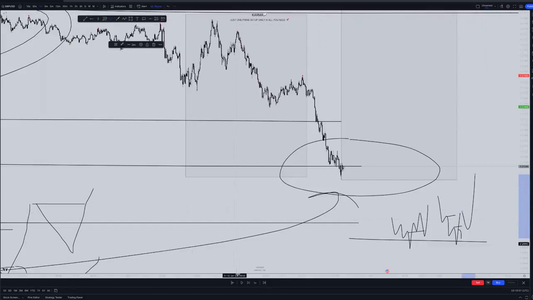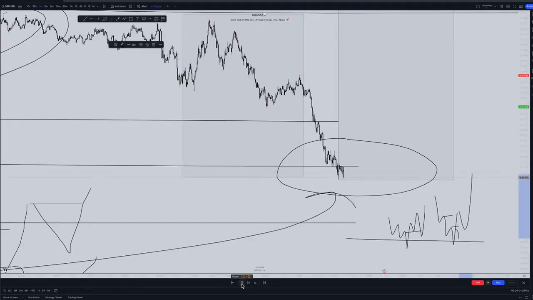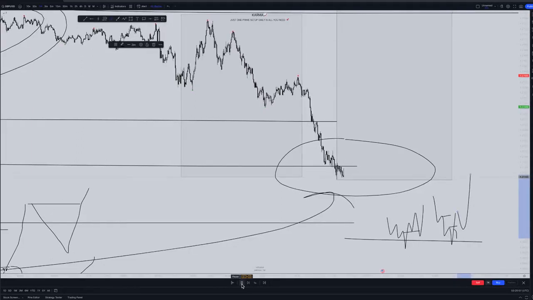Let me play the price. So playing the price, this thing should move faster. We don't have all day.